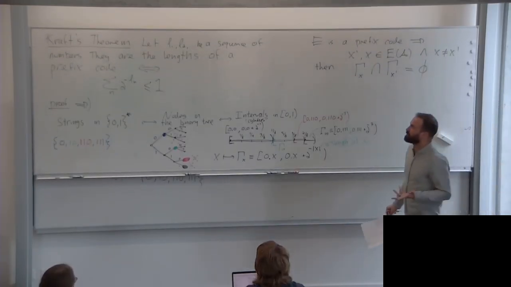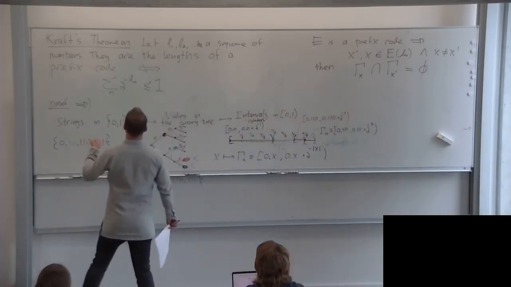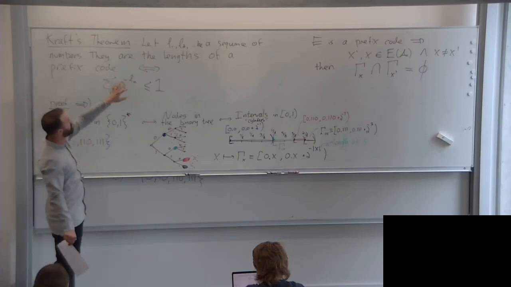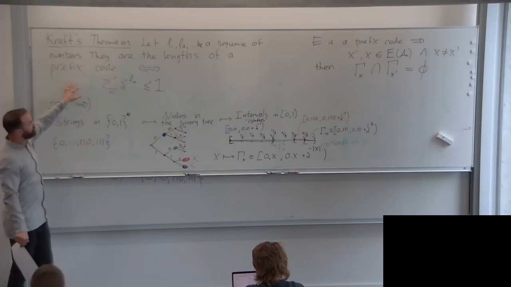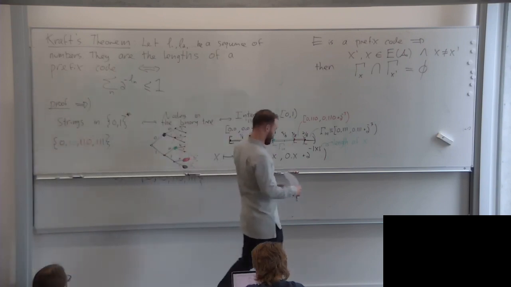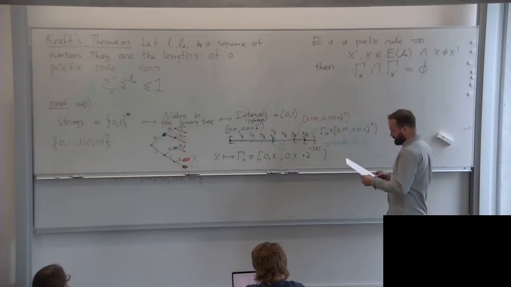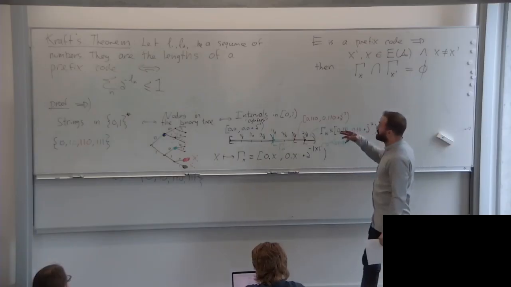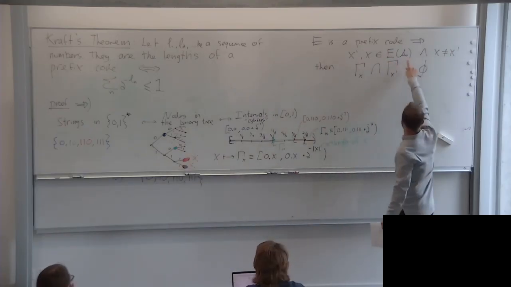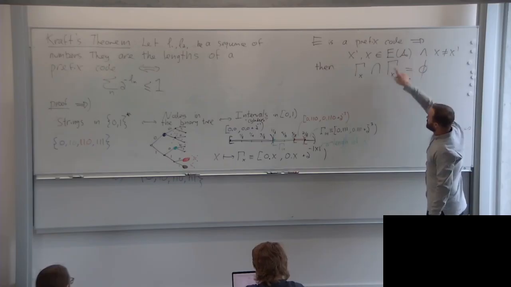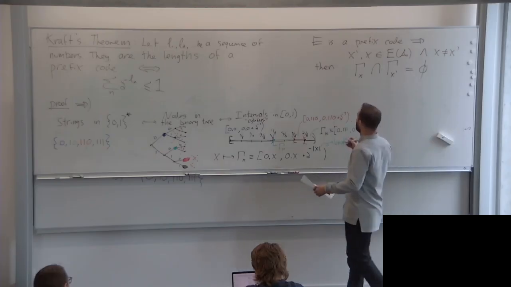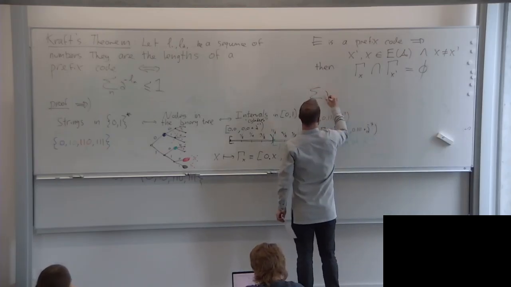I'm now ready to rethink the proof. What we're trying to do here is that we have a bunch of numbers, and I'm doing that direction. So I'm assuming that they are the lengths of a prefix code, and then I want to show that the inequality holds. So I have a code E, which is a prefix code, and it has a bunch of code words in E of A, but I represent them conveniently with these cylinders. And now we can look into this sum.